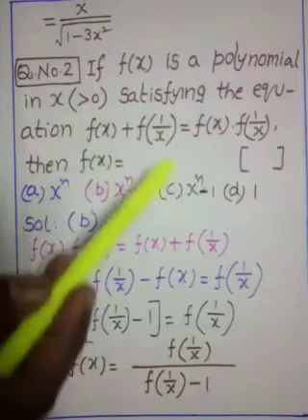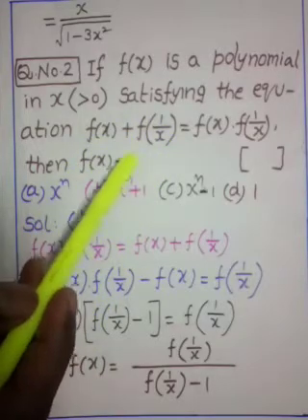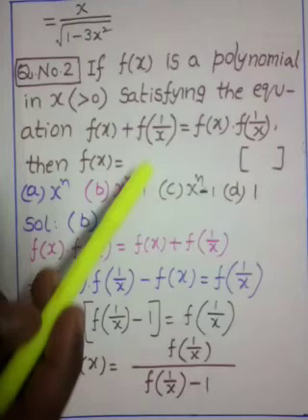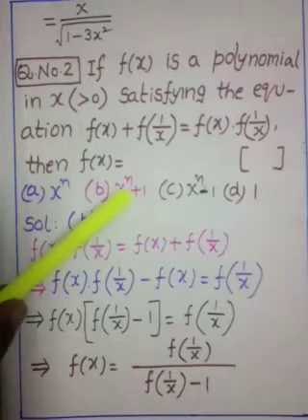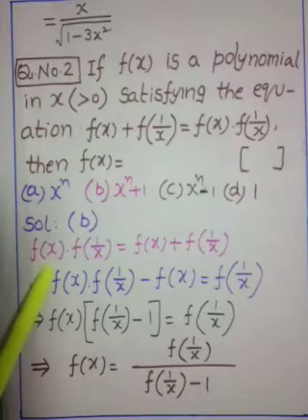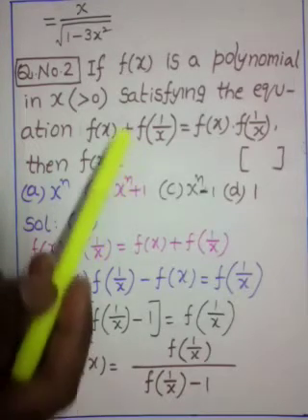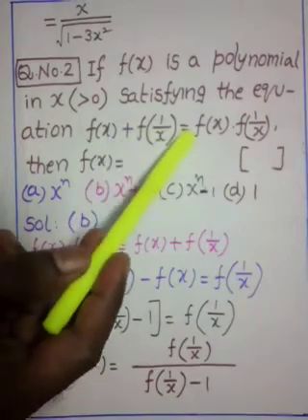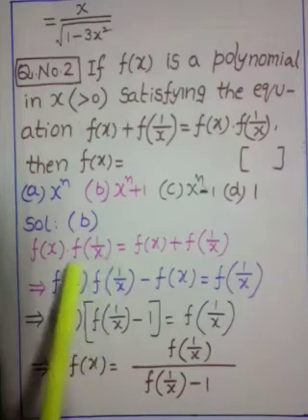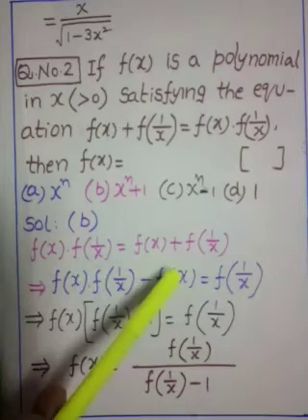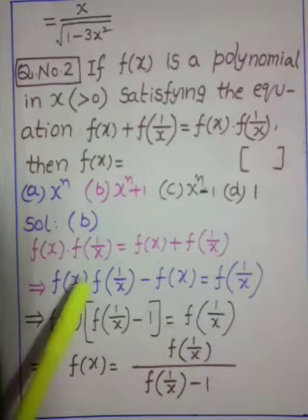Actually this is a standard result. We take this question as a standard result. Let us see the explanation. Here option is second, that is x power n plus 1. See what is the given condition, f of x plus f of 1 by x is equal to f of x into f of 1 by x. We wrote that given condition. From this equation we are finding f of x value.